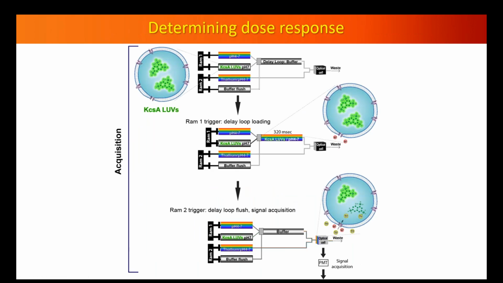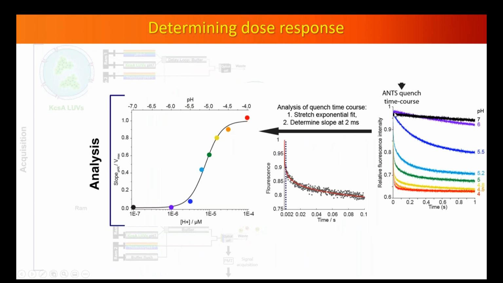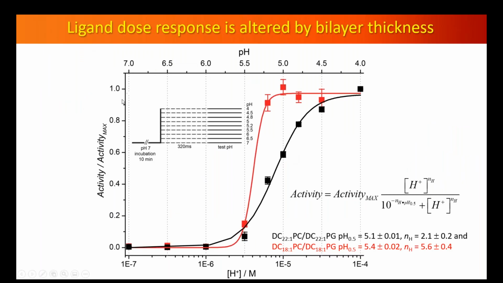Then we wanted to see if the dose response curve is changed in bilayers of different thickness for KcsA. We followed a similar protocol, but instead of changing the time at which KcsA is incubated in the delay loop, we changed the pH and kept the time stationary. Again, we analyzed each quench time course at each pH and plotted the slope as a function of proton concentration or pH, and got a beautiful dose response curve. When we compared the dose response curves in 2 different thicknesses, we found that thickness pretty drastically left shifts the dose response curve, where in thinner bilayers it's much more left shifted, so it's easier to open the channel. And here we have the pH 1/2 as derived from a fit to a Hill function right here. It also significantly increases the Hill coefficient.